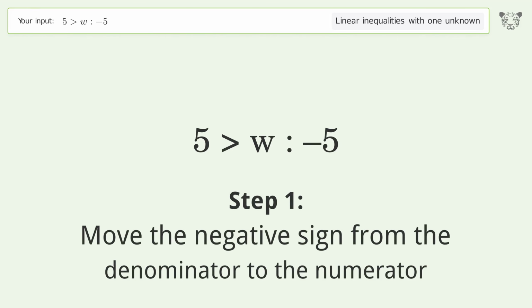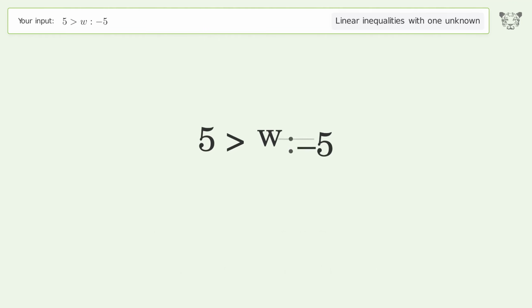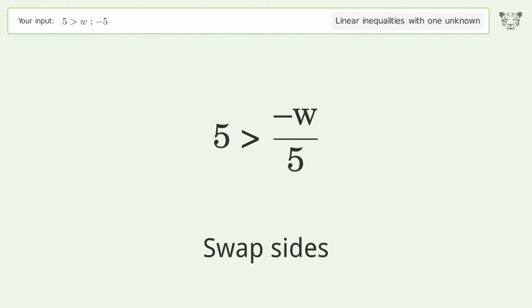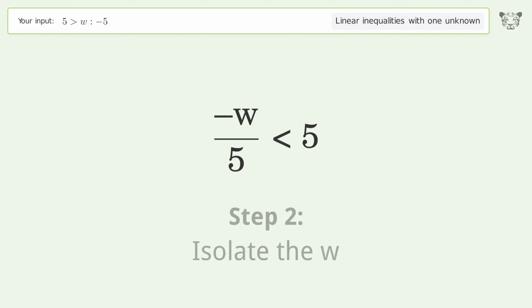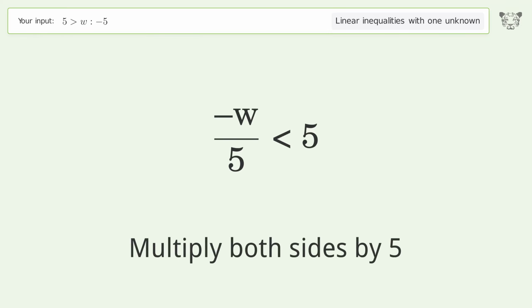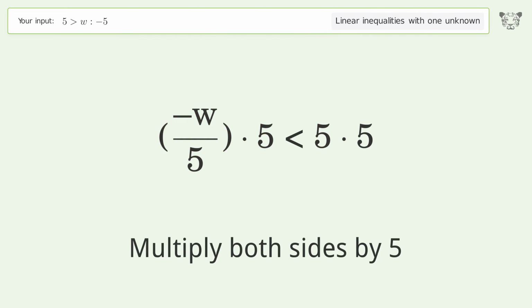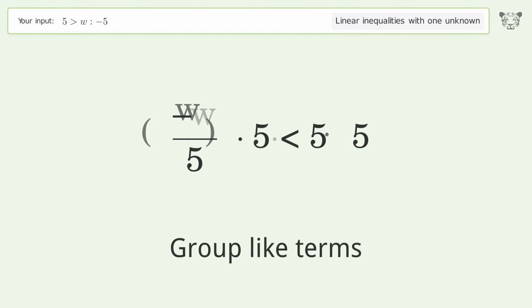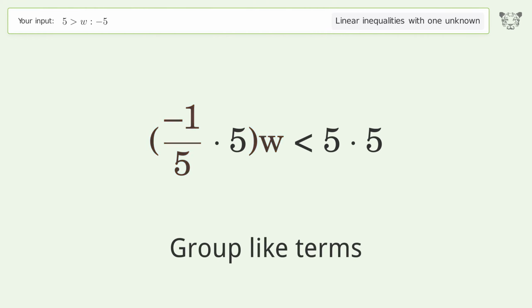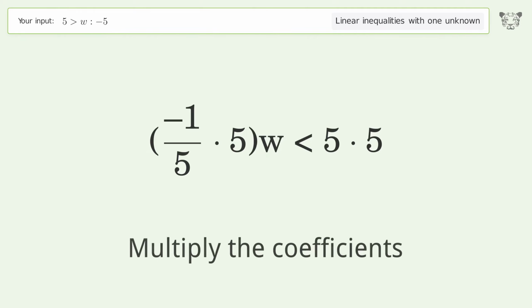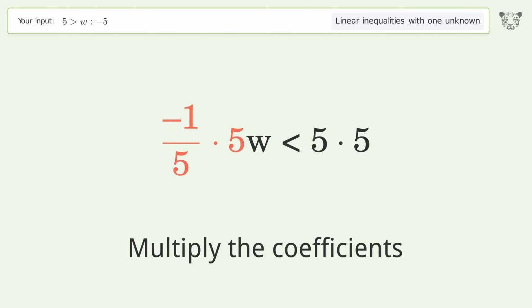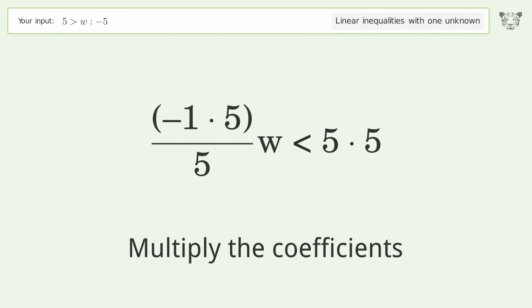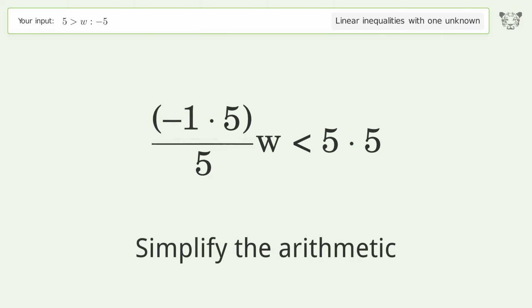Move the negative sign from the denominator to the numerator. Swap sides. Isolate the w. Multiply both sides by 5. Group like terms. Multiply the coefficients. Simplify the arithmetic.